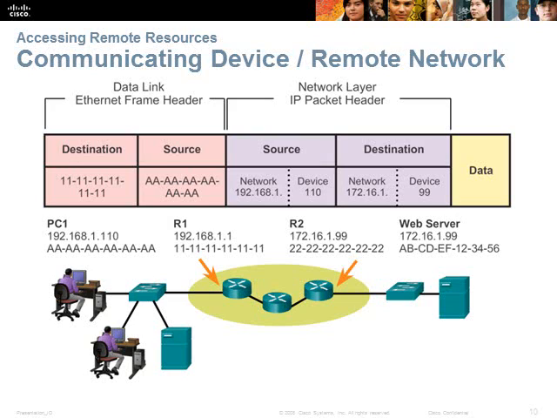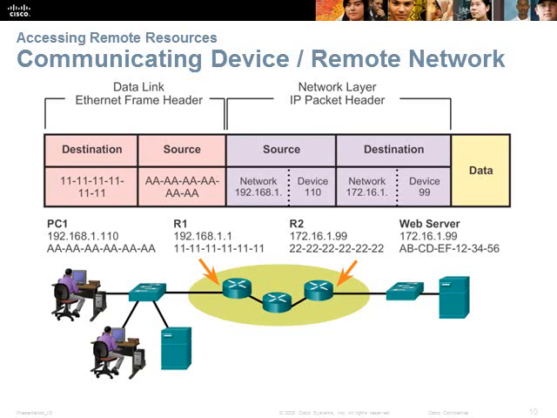Pretty much the same thing is going on in this situation. For anybody, either the web server or the PC, to get to the other person, let's say PC1 is going to send a message to 172.16.1.99. You will notice that the source MAC address is all A's. The source IP address is 192.168.1.110, which is definitely that PC.